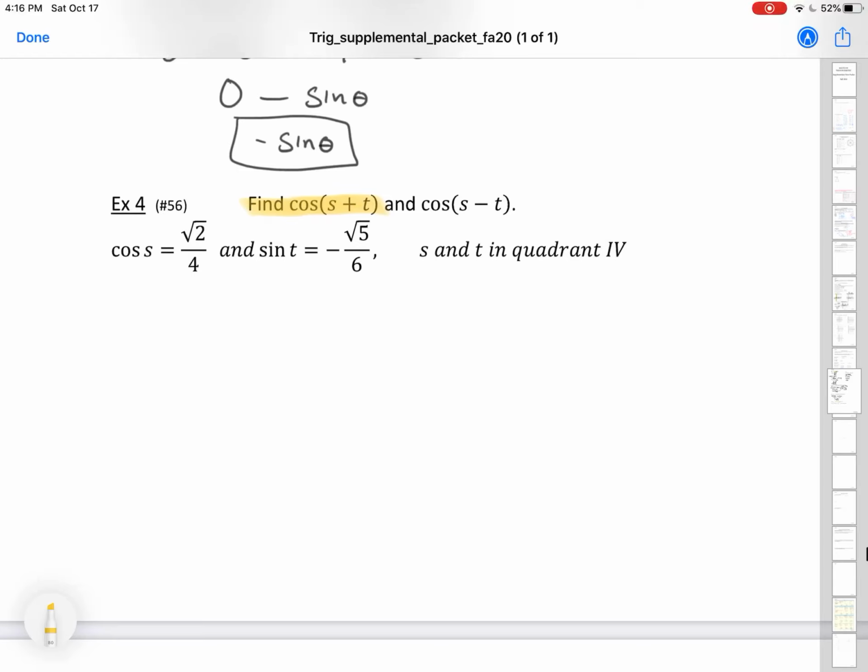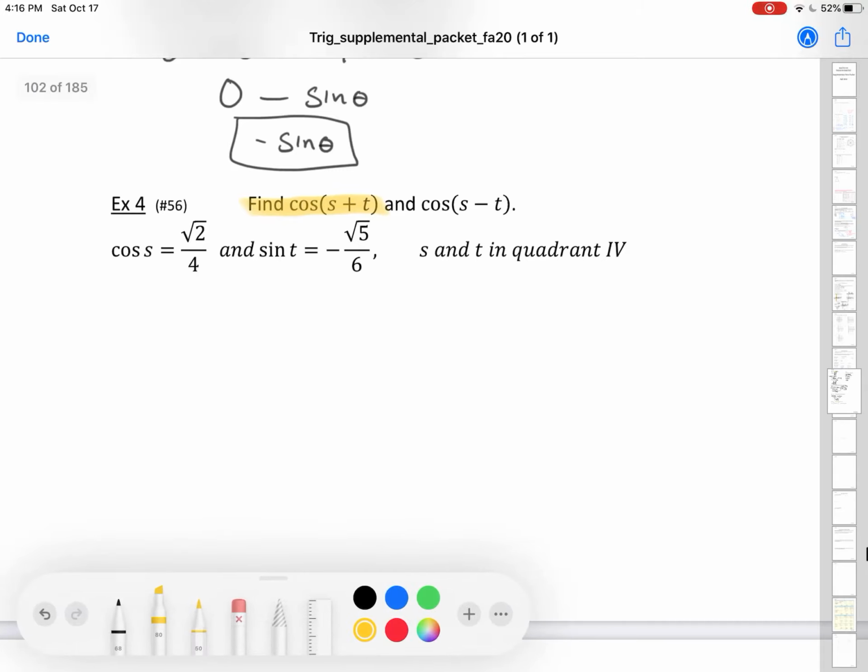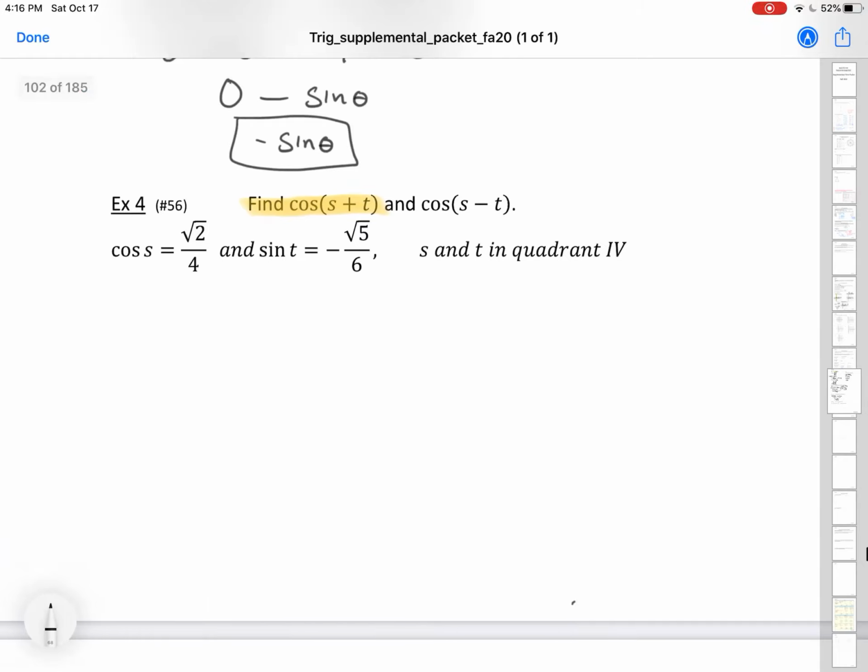Find cosine of s plus t. And they're giving us cosine s and sine t. So let's talk about that for a minute. We need to figure out some things. We need to do some early chapter 2 work, stuff that you did on your exam, and put that together with here.